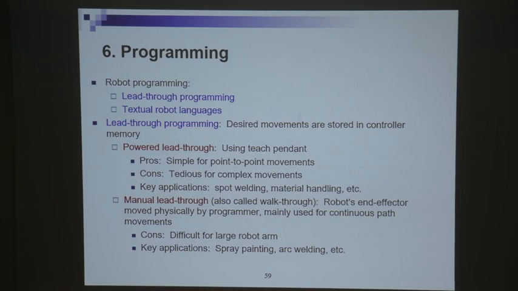So these are the read tools. The manual read tool will be difficult if you have a very large robot arm. You will find it very difficult to move the end effector of the robot manipulator when you have a very large robot arm. But the manual read tool will be very useful for continuous path movement.